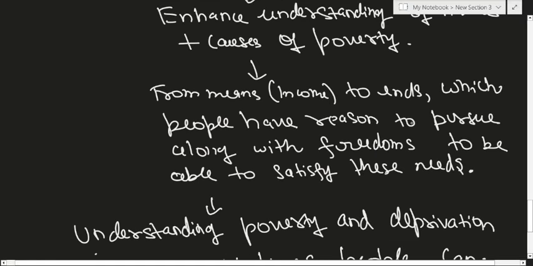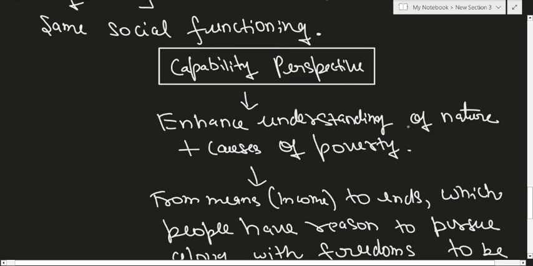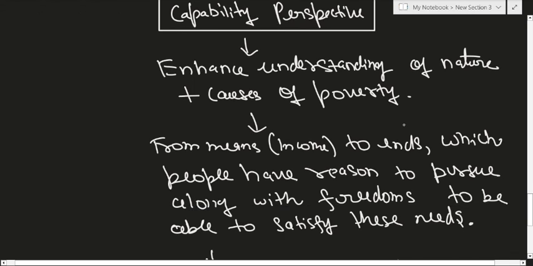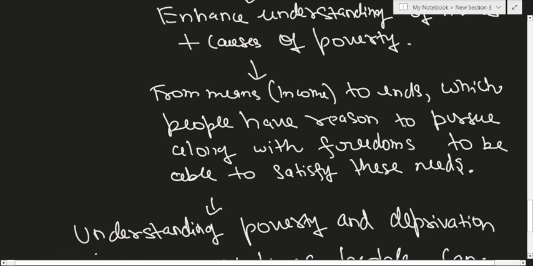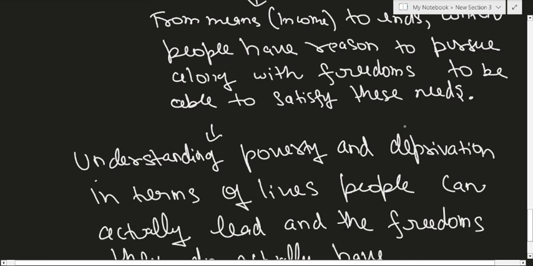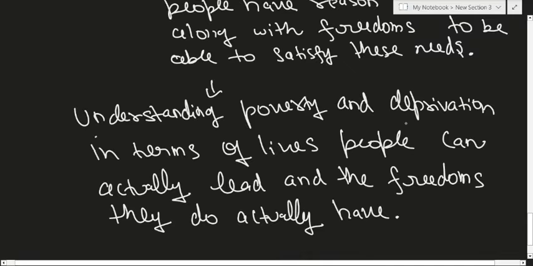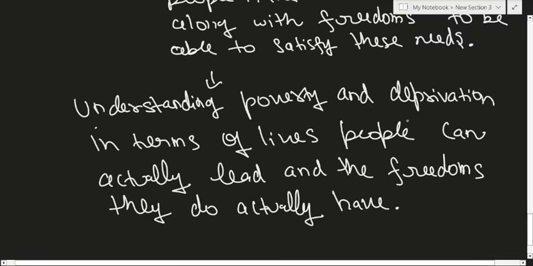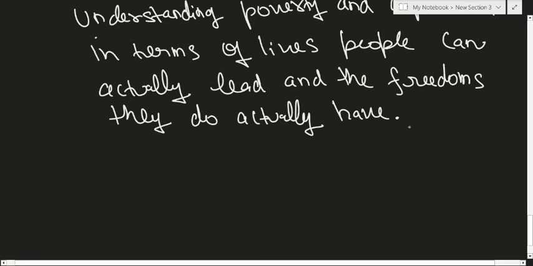Okay, now it is enhancing understanding of poverty through its nature and causes, and we are going from means, that is the income, to ends which people have reason to pursue with their freedoms. Now we are understanding poverty and deprivation in terms of lives that people can actually lead. So this was all about our topic, poverty and capability deprivation. This completes our unit number 4, which I think is a fairly easy one to score and a very high scoring unit. So you must prepare this well.